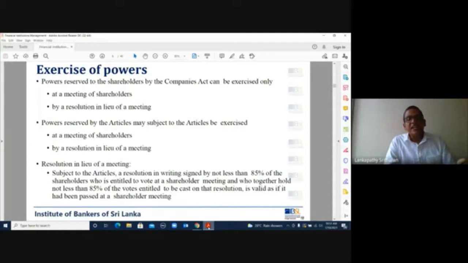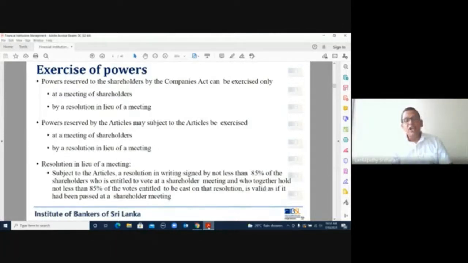And powers reserved by the articles, subject to the articles, can be exercised at a meeting of shareholders by resolution in lieu of the meeting. And the third point says that, subject to the articles, that means the articles of association, a resolution in writing signed by not less than 85% of the shareholders who are entitled to vote at a shareholder meeting and who together hold not less than 85% of the votes entitled to be cast on the resolution is valid as if it had been passed at the shareholder meeting. So there are some limitations. They are saying that subject to the articles of association, they can exercise this power.